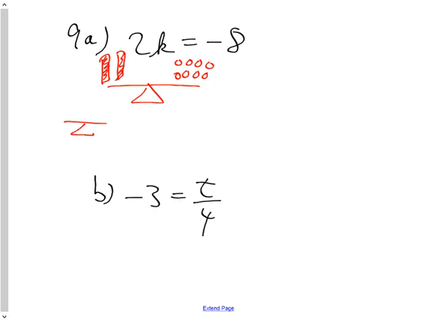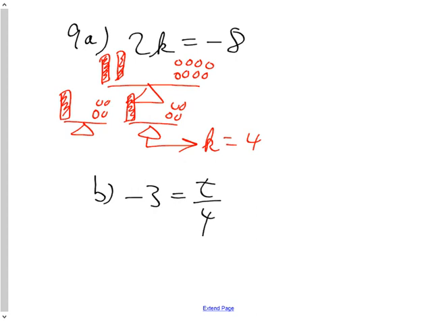And I don't want to know what 2k's is. If 2k's is equal to negative 8, then each of these k's divided onto its beautiful scale, and divide the other side onto each side. This scale actually tells your answer. A k has a weight of 4.